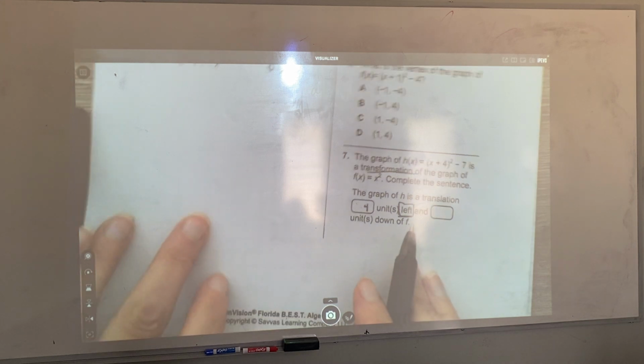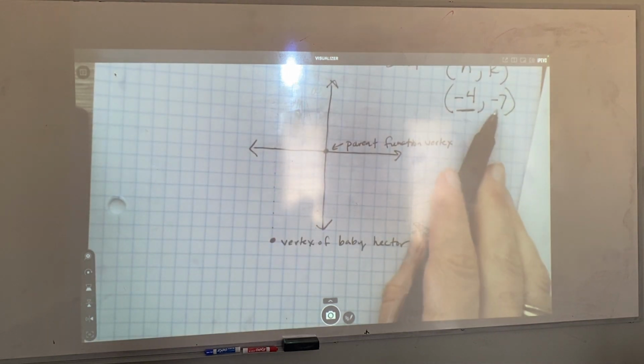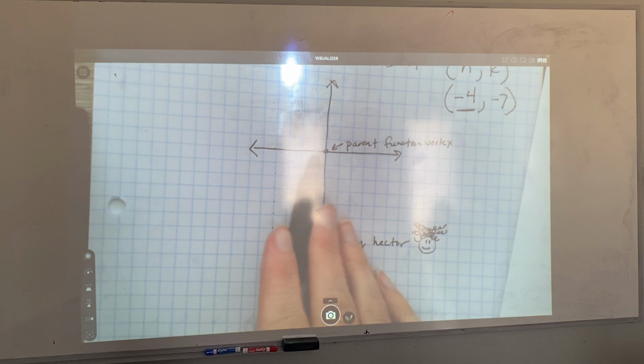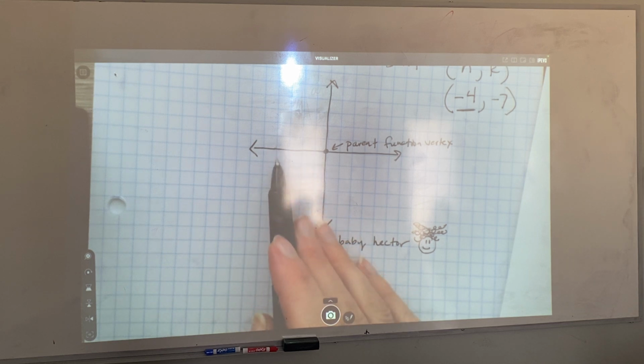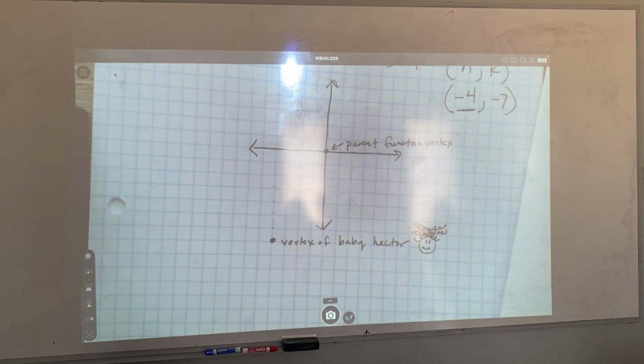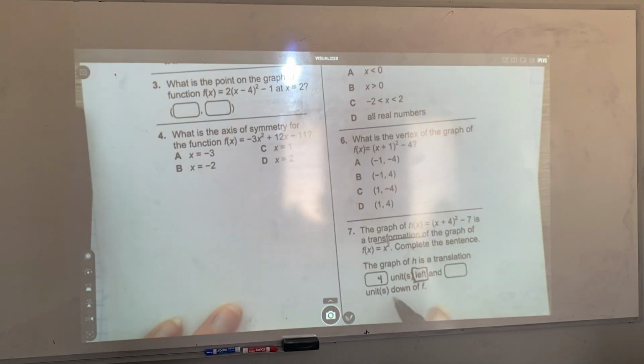Now, what about the 7 here? I've got a negative 7, so after it went to the left 4, it goes down how many? 7. Does it go down 7 or does it go down negative 7? It goes down 7. The down accounts for the negative. So it's just 7 units down.